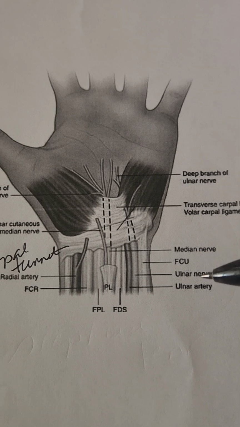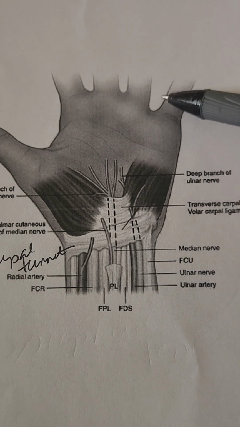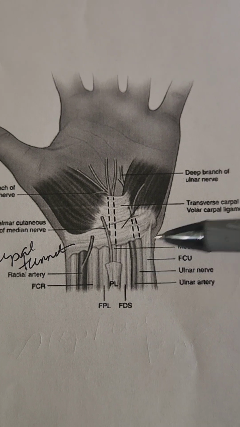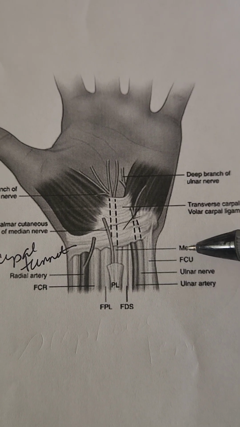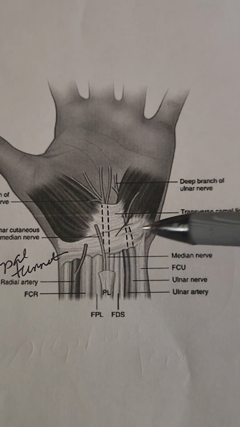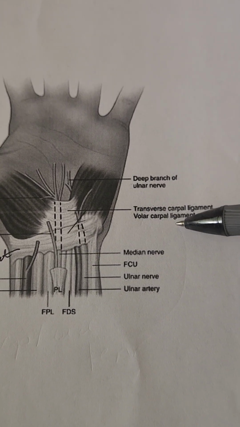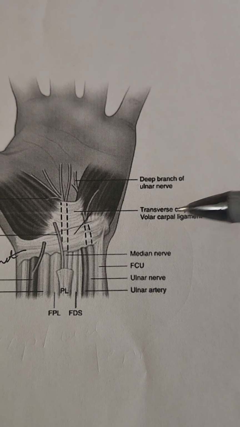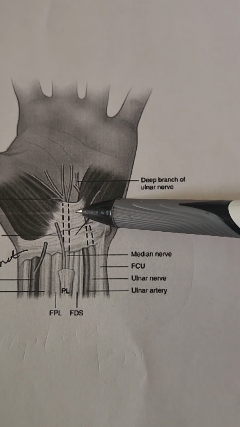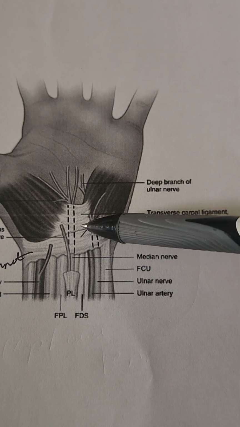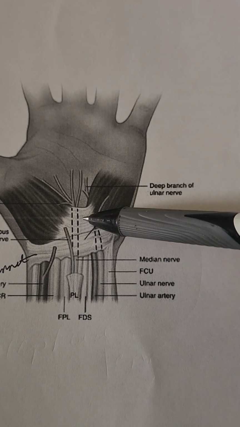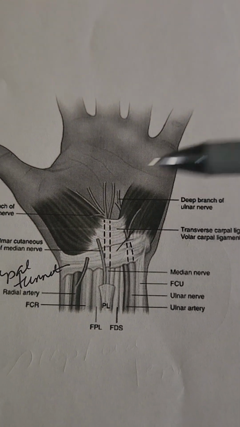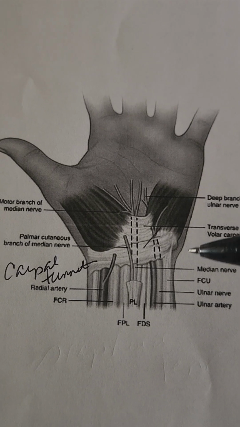Okay? Down here, ulnar nerve here. I'm sorry, artery there. Ulnar nerve. Median nerve. Transverse carpal ligament. Volar carpal ligament. Right here. So carpal tunnel. Here's the ligament there. And in a second, I'm going to show you where the arteries actually go.